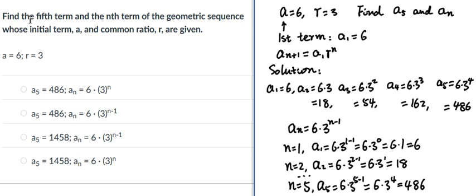Now, here we want to find the fifth term and the nth term of the geometric sequence with initial term a, which is 6, and the common ratio r, which is 3. So the initial term is 6, means a1 is 6. And then fifth term means we need to find out a5. And nth term means we need to find out an.